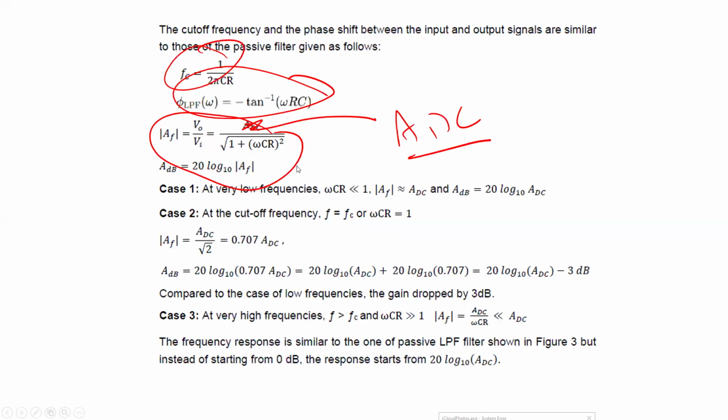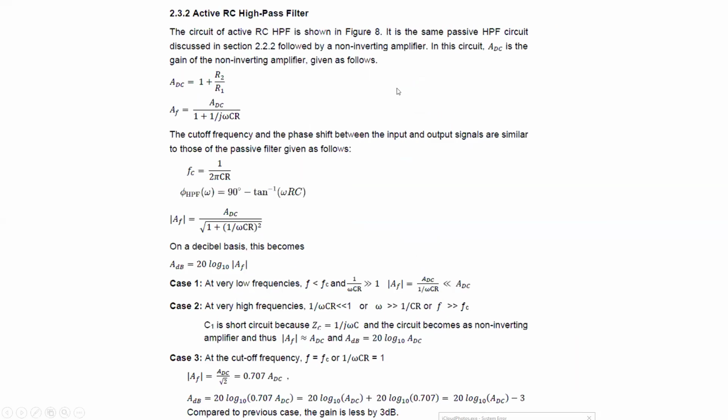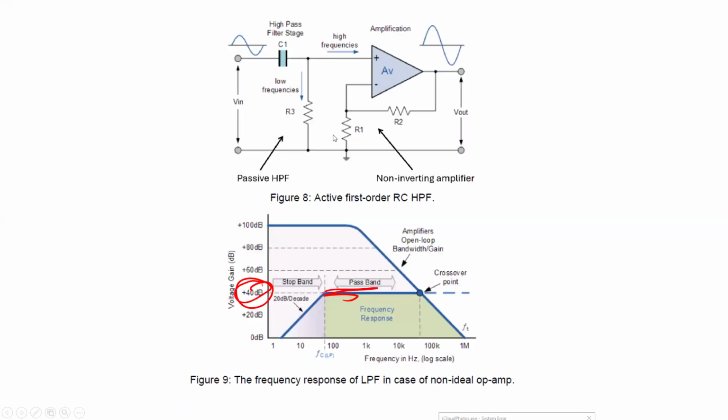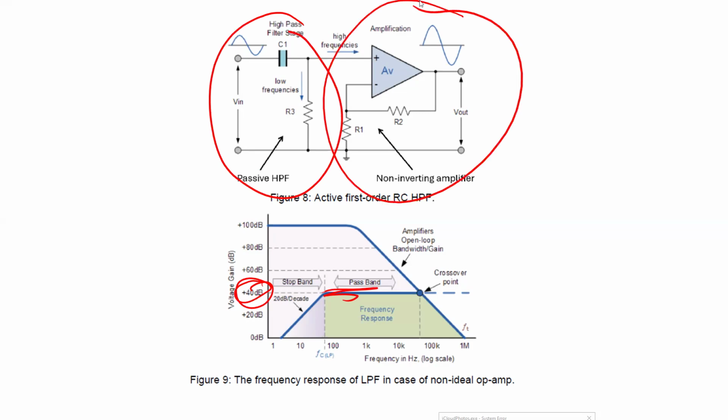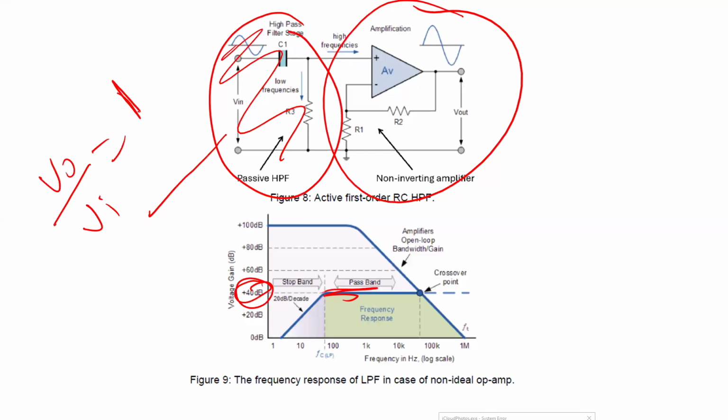Now let's go to the high pass, active high pass filter. Number 1, it's the same thing. So now this is the passive high pass filter, and then I'm gonna put a non-inverting amplifier after it. Why did I do that? I did that for 2 reasons. I'm just repeating what I said before because it's the same thing. Number 1, if I use this one alone, the maximum I can get for V output divided by V input is 1. Sometimes I want to amplify the signal. So that's why I put this part here.